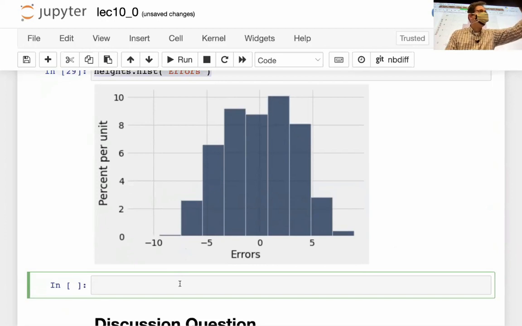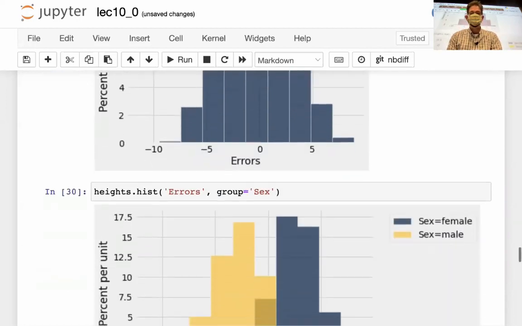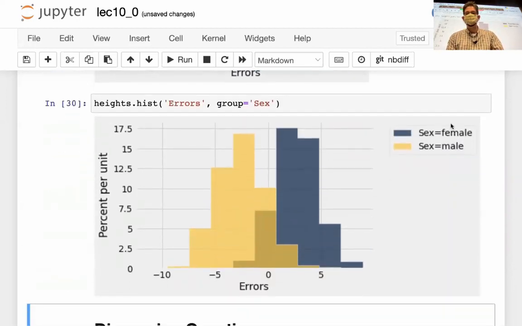Now we're finally going to get to your question. Why have we been ignoring the sex of the child the whole time? Well, one thing we can do with a histogram is to group the data first. In this case, we'll group by sex, which is either female or male in this data set, and draw two different histograms. The histogram of the errors that we make for males and the histogram of the errors that we make for females.